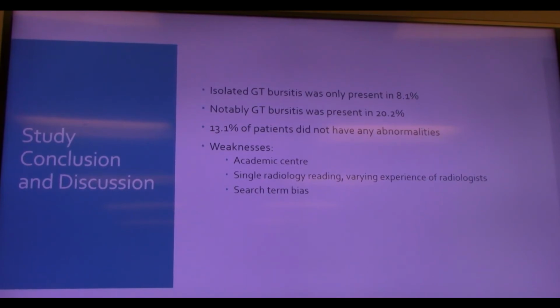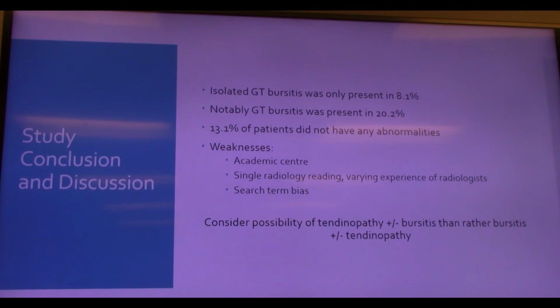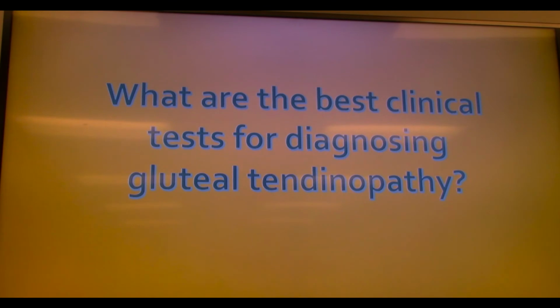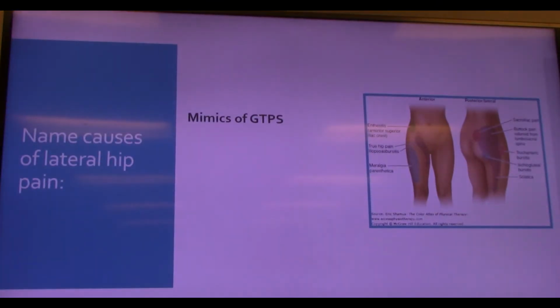Yeah. So moving on, this is just sort of the conclusion: considering the possibility of tendinopathy plus or minus bursitis, as opposed to thinking GT bursitis is the main reason why people have GTPS. So the next major clinical question that we had was, what are the best clinical tests for diagnosing gluteal tendinopathy? So can anyone name some causes of lateral hip pain?